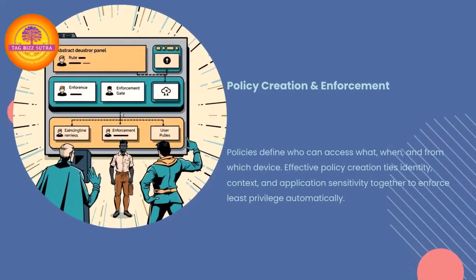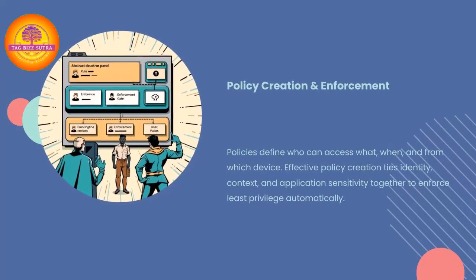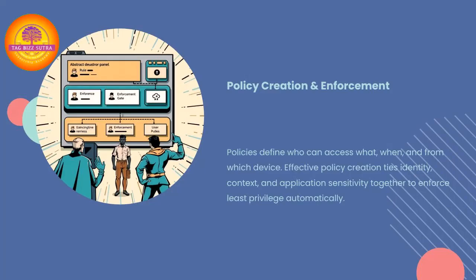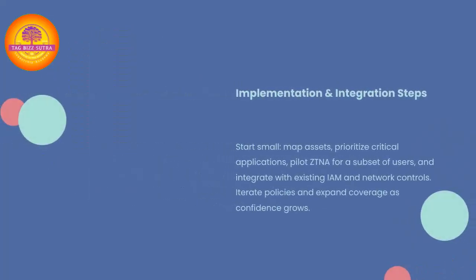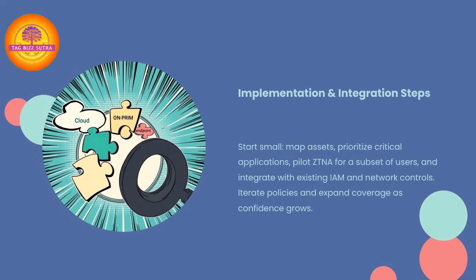Policies define who can access what, when, and from which device. Effective policy creation ties identity, context, and application sensitivity together to enforce least privilege automatically. Start small, map assets, prioritize critical applications, pilot ZTNA for a subset of users, and integrate with existing IAM and network controls. Iterate policies and expand coverage as confidence grows.